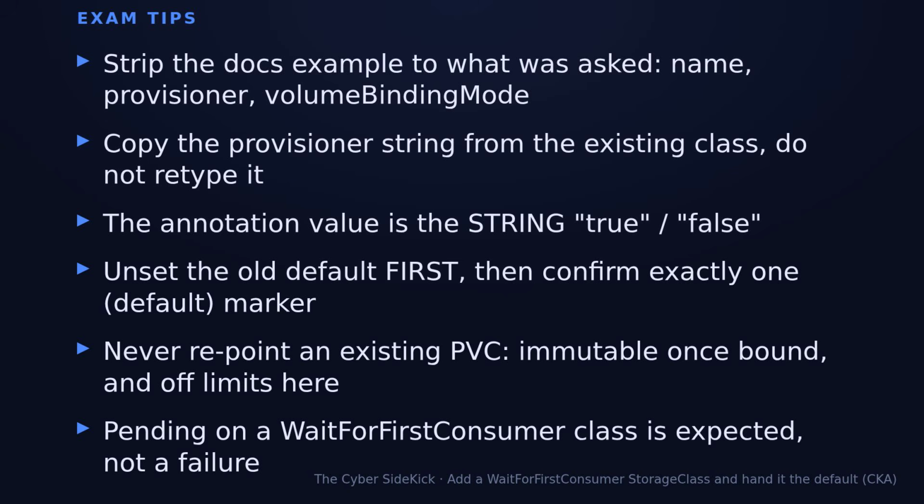Reuse the provisioner string exactly as it appears in the existing class. Do not type it from memory. Remember, the annotation value is a quoted string, true, not a boolean. Always unset the old default before setting the new one, and confirm with getStorageClass that exactly one class shows the marker. Do not try to move an existing claim onto your new class. A bound PVC storage class cannot be changed anyway, and here you would be modifying an object the task explicitly protects. And if a new claim sits pending on a WaitForFirstConsumer class, that is the design, not a bug.